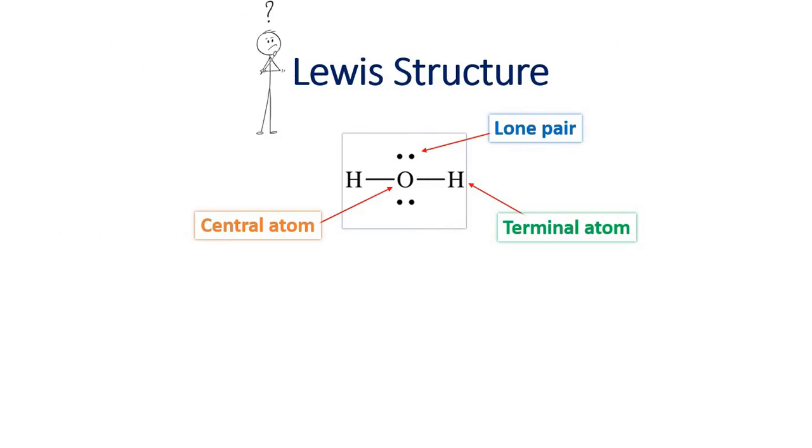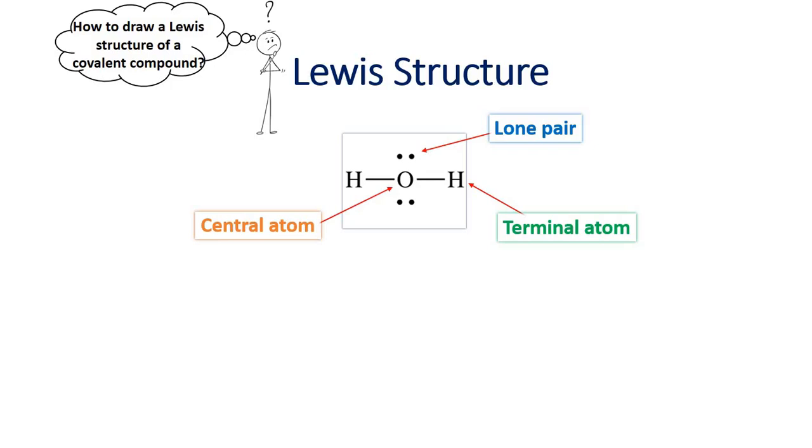Now, what is a Lewis structure? Lewis structure is a way of representing a molecule by showing all the elements, types of bondings and arrangement of electrons. As we can see here, this is a Lewis structure of water, H2O. Oxygen being the central atom and two hydrogen atoms as the terminal atoms bonded in two single bonds represented by straight lines. These two pairs of electrons are called lone pairs. You will be learning more about lone pairs in future lessons.